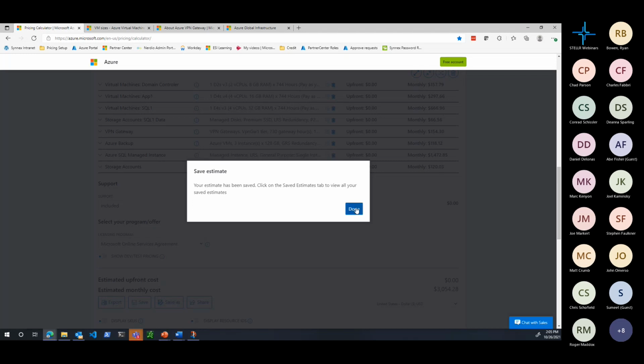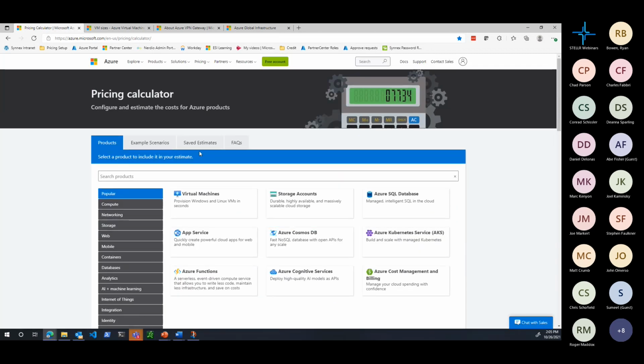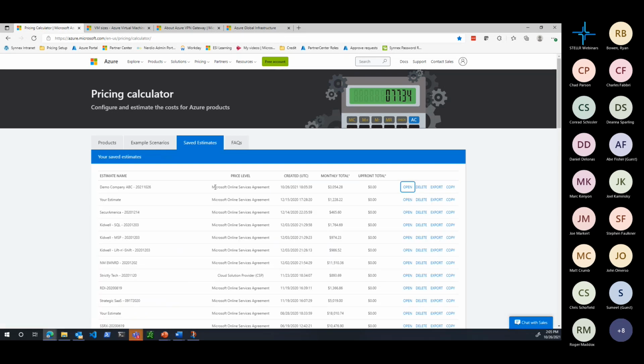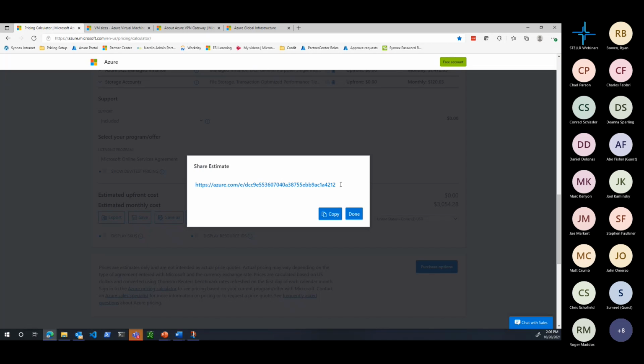This is a great way to build out some of your common scenarios, or for customers who say, oh, I'm not ready yet, but talk to me in a couple of months. These are great ways that you don't lose the estimates you've built in the calculator. Logging in also gives you the ability to save here. But one other thing is this little share button, and what this share button does is, you can see here, it generates a unique link from the pricing calculator for the estimate that we built.